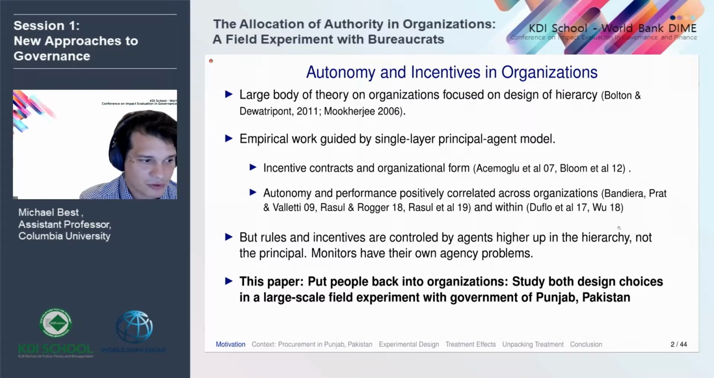And so in this paper, what we want to try and do is put these people back into the organizations that we use to think about studying real-world organizations. And we're going to study both of those design choices, the allocation of authority and the allocation of incentives, in a large-scale field experiment that we conducted over several years with the government of Punjab in Pakistan.